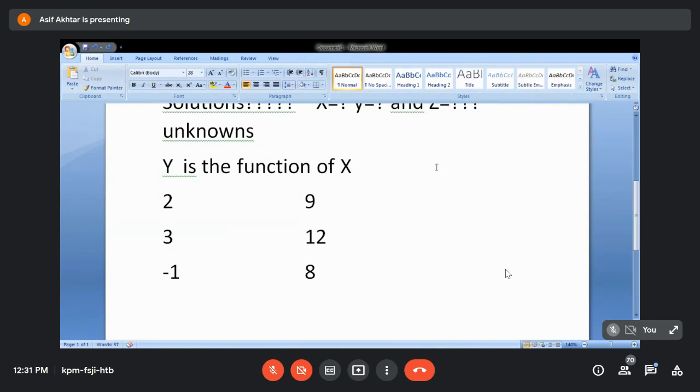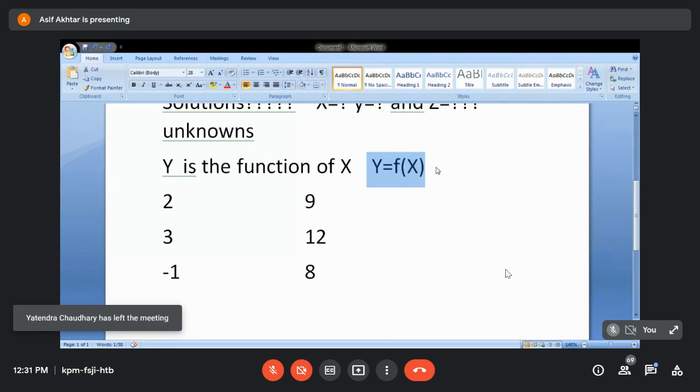And how do I write it down in the expression? The expression will become y equal to f in bracket x. You must have seen this symbol and this expression many times. This is the meaning, this is the way of writing it down.